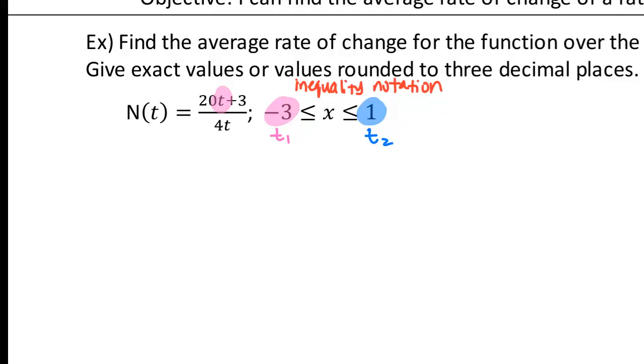All right, so to find y1, we're going to plug in our t1, which is negative 3. So everywhere you see a t, you're going to plug in negative 3. I have 20 times t, which is negative 3, plus 3, over 4 times t, which is negative 3. And then simplify as much as possible.